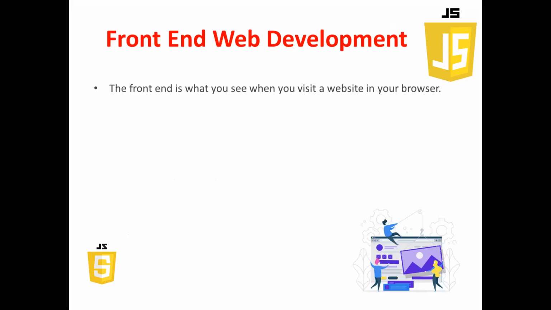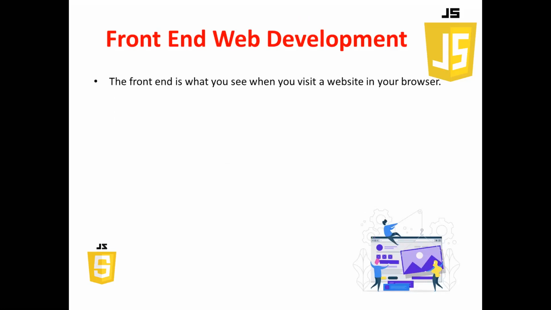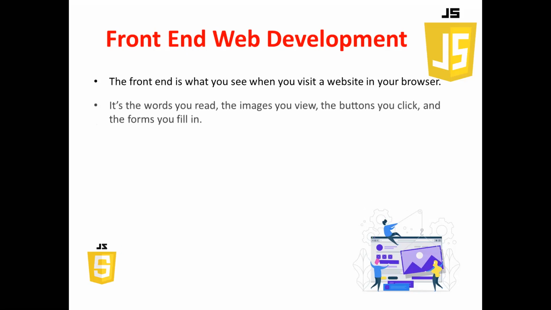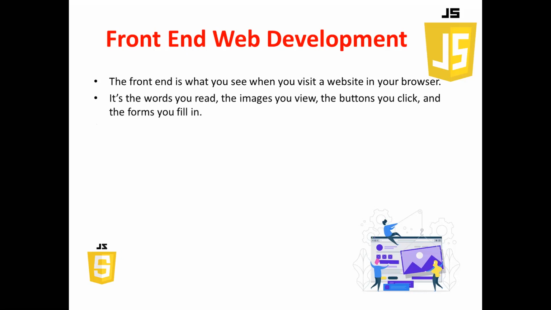Now, front end development. We just have discussed the front end development. The front end is what you see when you visit a website on your browser. Not only on a website in your browser, whenever you see any application on your mobile devices, this is also front end. So on the front end you can make a fancy look or something like that. This is all available on the front end. It is the words you read, the images you view, the buttons you click, and the forms you fill in.